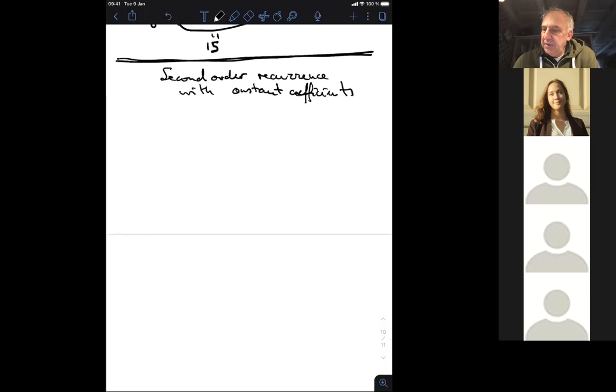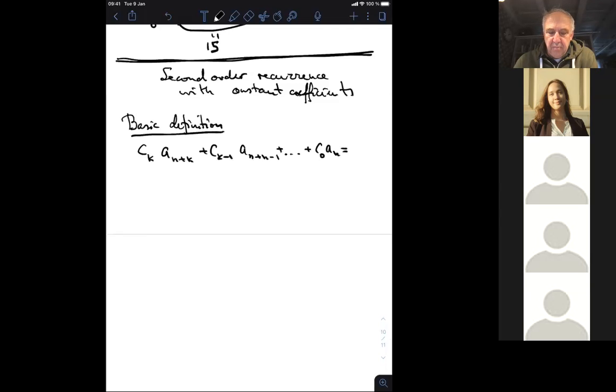So the basic definition is, we're looking at relations of the form c_k a_{n+k} + c_{k-1} a_{n+k-1} + and so on, plus say c_0 a_n equals some right-hand side f(n), and here n is at least k, and we have the initial condition.